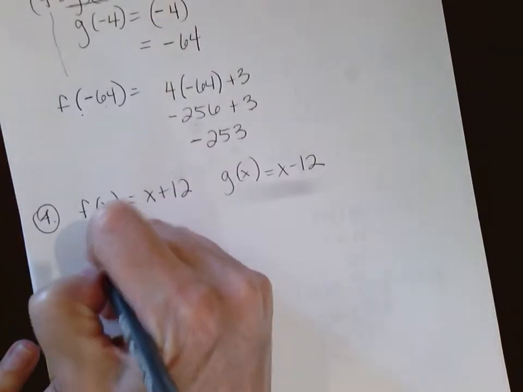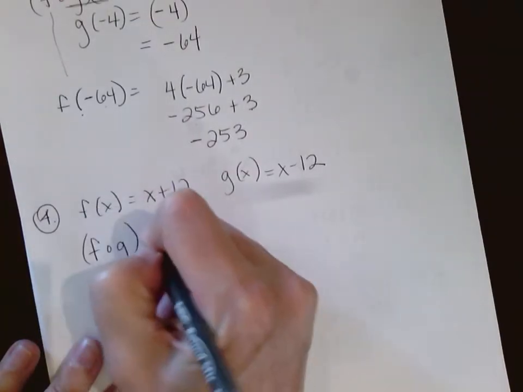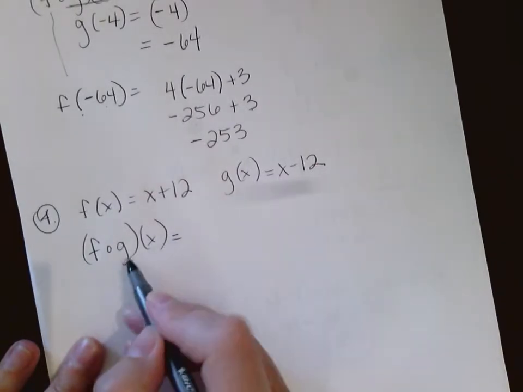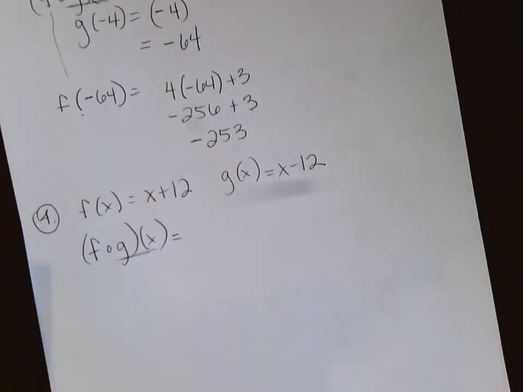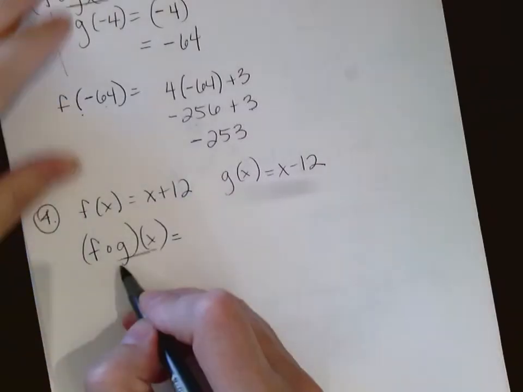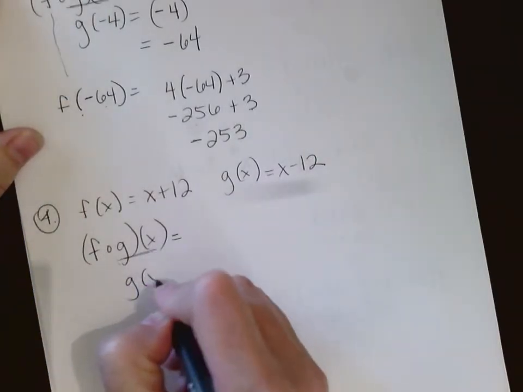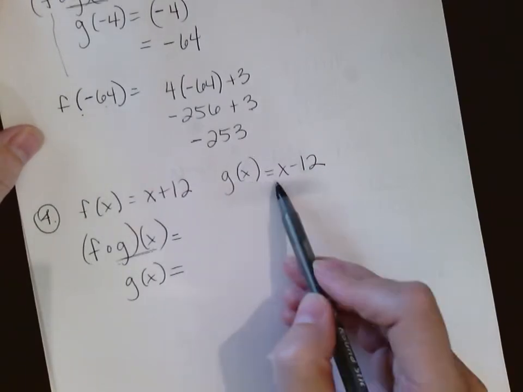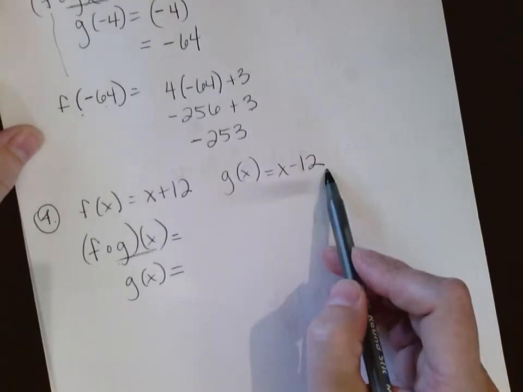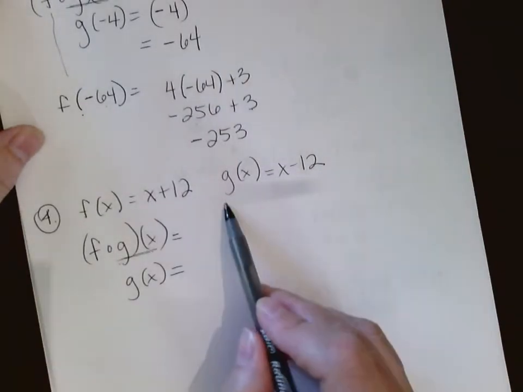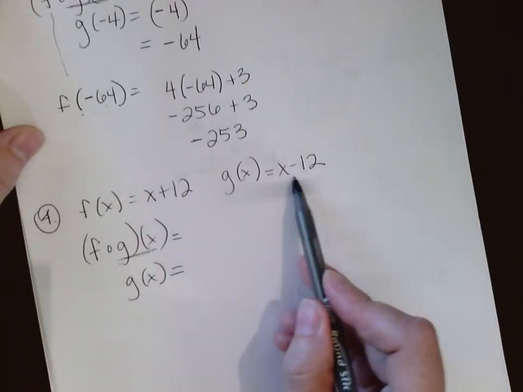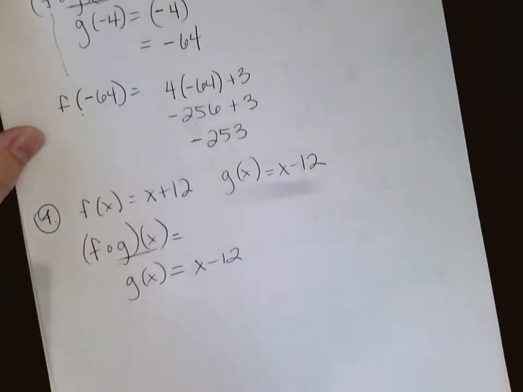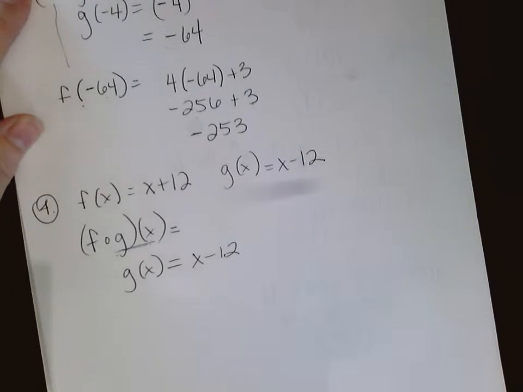It wants me to find f of g of x. So just like when this was a number, what did you do? You found what was in this position first, which means I am finding g of x. Well, I already know what g of x is. That is just simply x minus 12, and it tells you that right here: g of x equals x minus 12. And that's as far as I can go with that part of it.